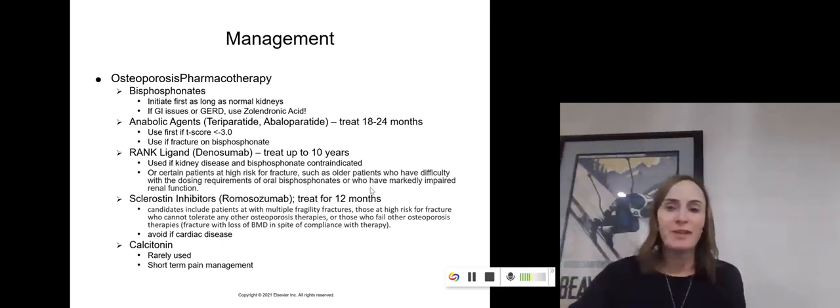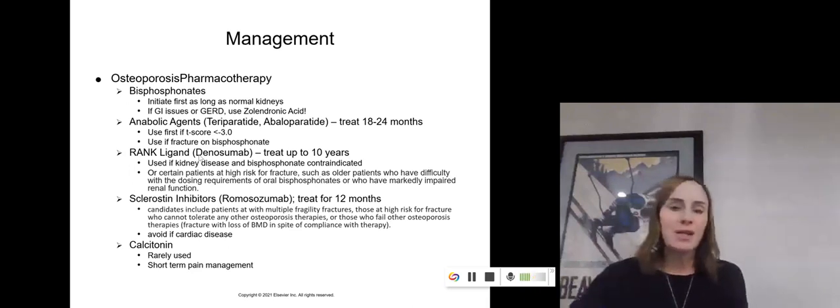In the clinical trials for romosozumab, there were some concerns regarding statistically significant cardiovascular disease associated with them. So if anybody is at risk for that, you would definitely want to avoid that. You know, calcitonin comes up here and there.